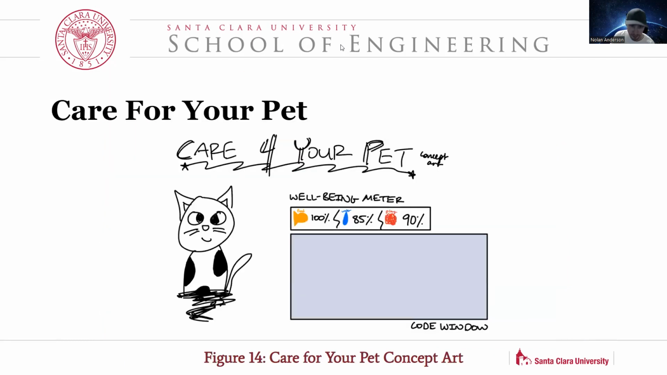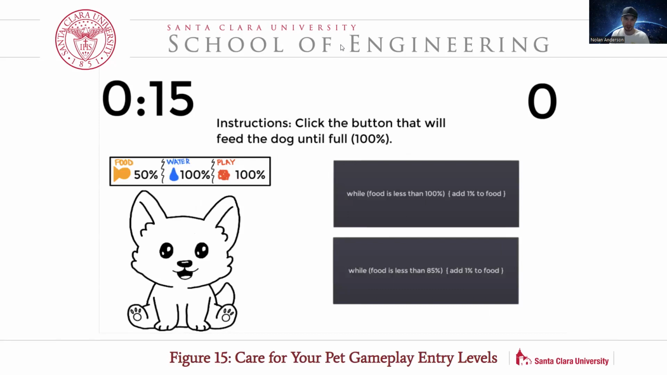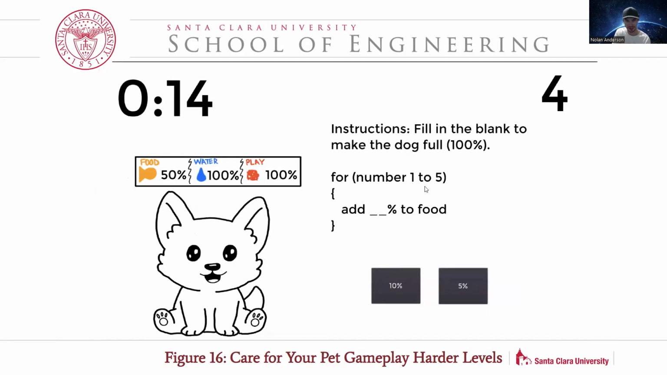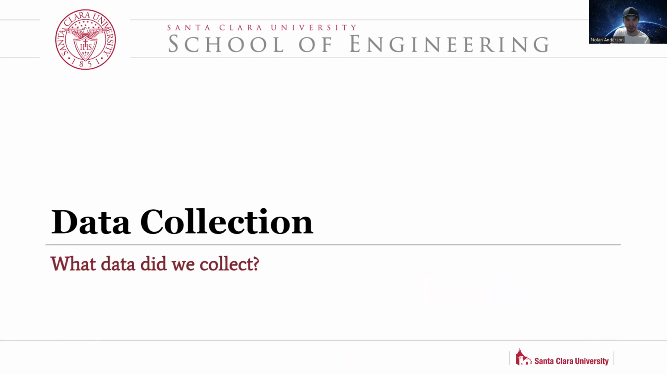Finally, our third mini game is Care for Your Pet, which is our loop game, which I drew this little picture of. Basically, the premise here is we have these meters that we're trying to maintain. We got food, water, and play, and we have to make a choice about which loop is able to fulfill the animal's needs. And so in this case, because we need to get that up to 100%, we need to keep on doing the loop, keep on adding 1% to get that all fulfilled. And here's a similar, harder little game.